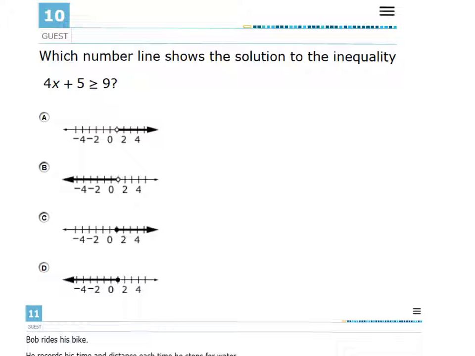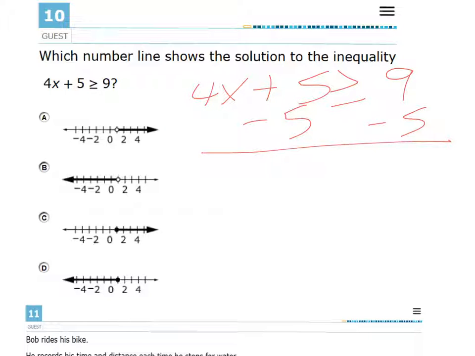For question number 10, which number line shows the solution to the inequality 4x + 5 ≥ 9? First, we would isolate the constant by subtracting 5. Then we get 4x ≥ 4. Divide each side by 4, and x ≥ 1.